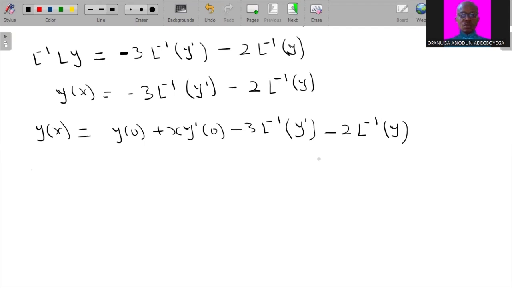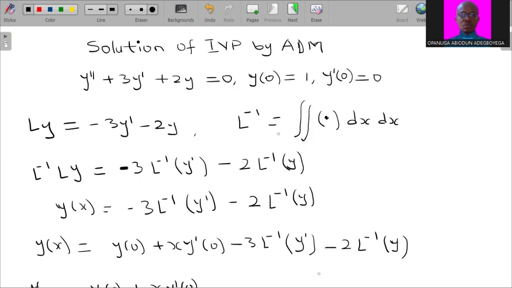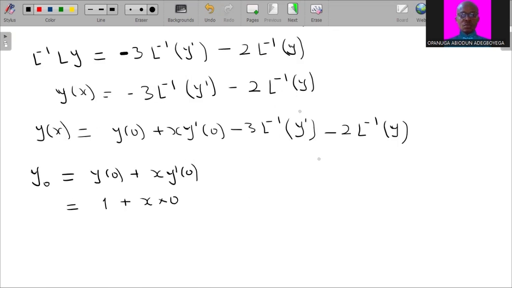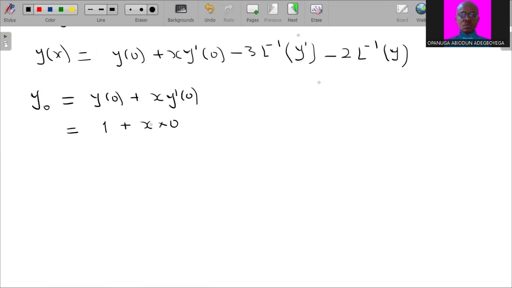So we obtain the zeroth term as y of 0 plus x y prime of 0, and this is our y of 0 is 1, and y prime of 0 is 0 from the initial conditions given to us. So as a result, y naught is equal to 1. This is the zeroth term.